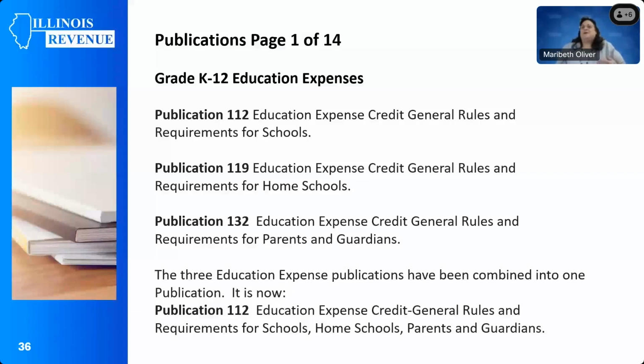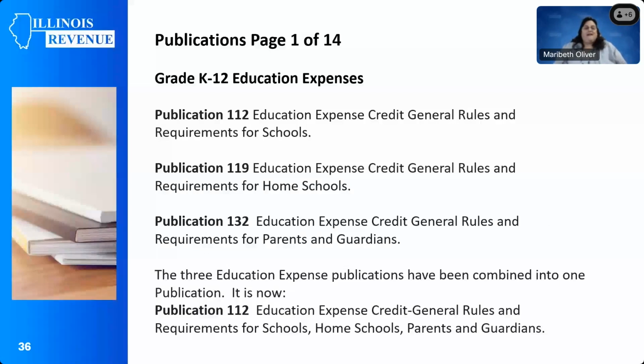We had one that was made just for the schools, and that was publication 112. Publication 119 was written directly for people who homeschool, and publication 132 was written for the parents of kids who are public school and private schools. So we condensed all those, and it is now all in publication 112.